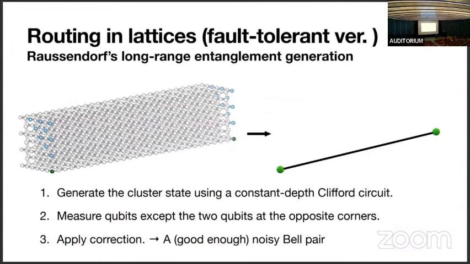And what about the fault-tolerant routing? The basic idea is we take the idea from measurement-based quantum computing, where they first create a very big graph state, and then they measure all the qubits except for two qubits, which are taking the corners of this cluster. And then according to the measurement result, you again compute some Pauli correction and apply it to one of the remaining qubits. And then it would give you an EPR pair. And surprisingly, this procedure is also noise resilient with constant threshold.